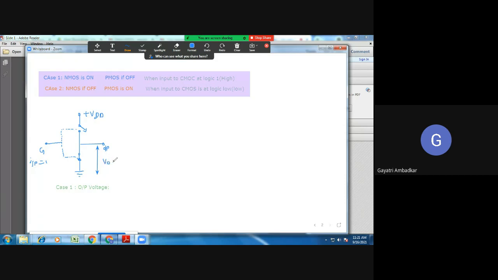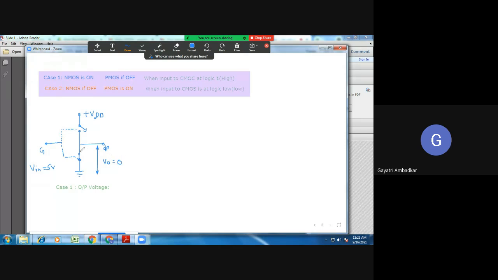VO equal to what? V in is 1, or 5 volt. V in equal to 5 volt, logic 1. So in that case, what will be output? Output is present between these two terminals. What is the voltage present? This is a closed switch. Okay, this is a short path. So what is the voltage across a shorted line? 0. Always remember, this is a short.